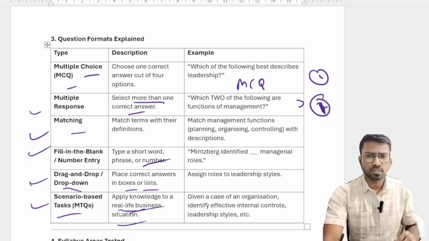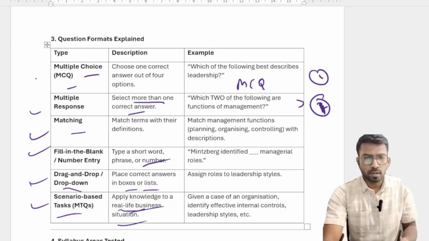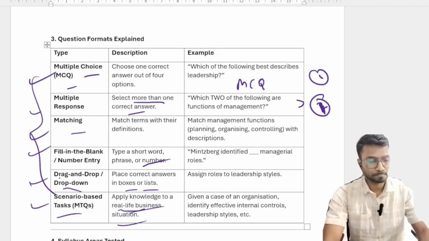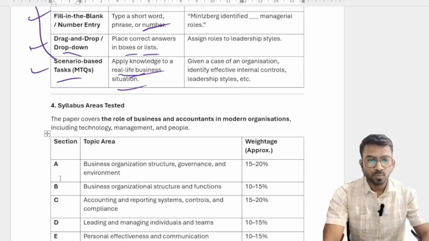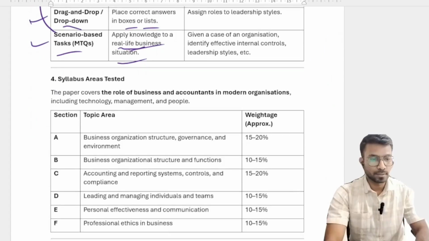You have to answer shortly, but there is no typical theory question paper pattern. You will only have to handle these types of questions, like MCQ, fill in the blank, drag and drop, and matching questions. So these are the types of questions you will be asked. Now let's move on to the syllabus areas that may be tested.